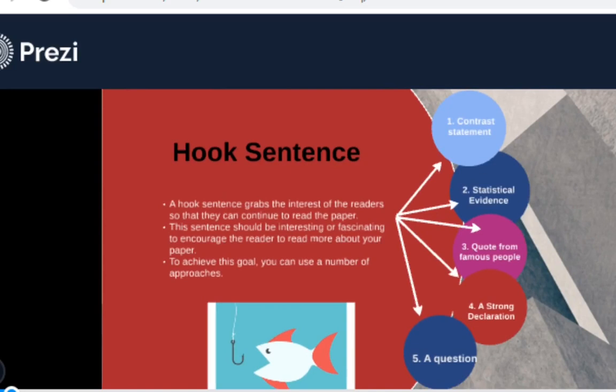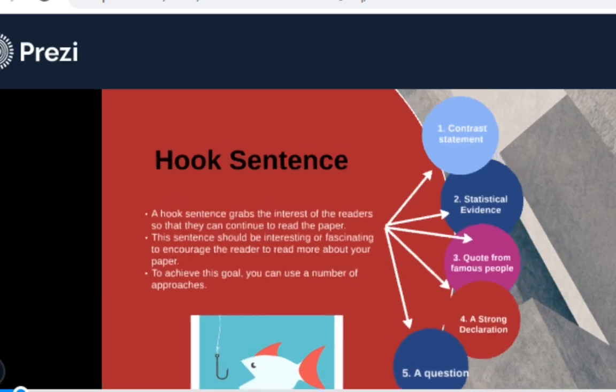The aim of a hook sentence is to grab the interest of the reader so that they can continue to read the paper. Although your professor must read your paper to the end, an interesting hook sentence creates a good impression on the instructor and can earn you a few points. This sentence should be interesting to encourage the reader to read more about your argument. To achieve this goal, you can use several methods.